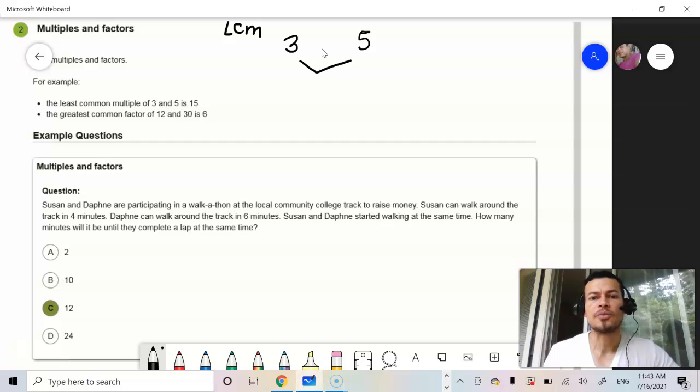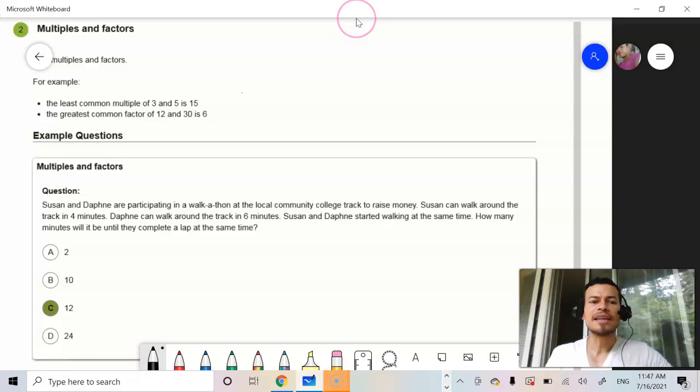Well, because when you multiply 3 by 5, you get 15, and there is not another number less than 15 that you get when you multiply 3 and 5, right? Like 14, 13, 12, none of these numbers can be obtained when you multiply 3 and 5. Therefore, 15 is the least common multiple.